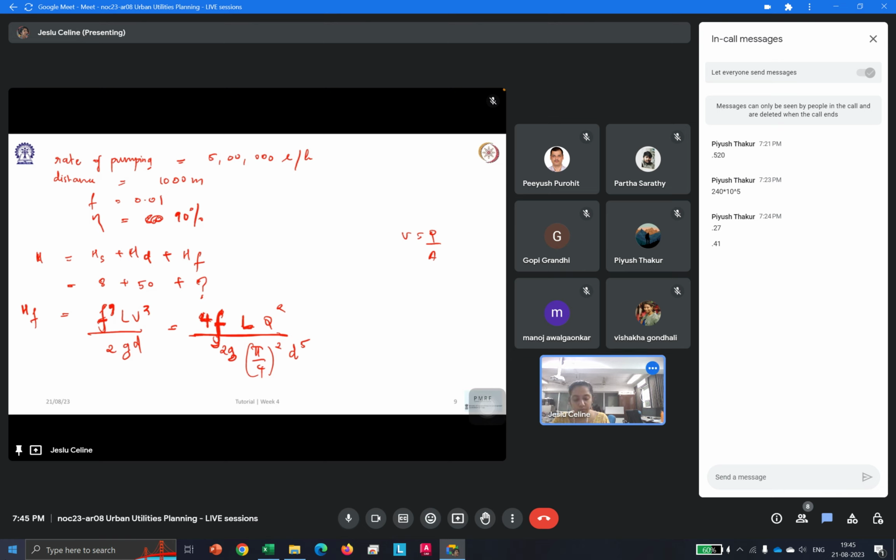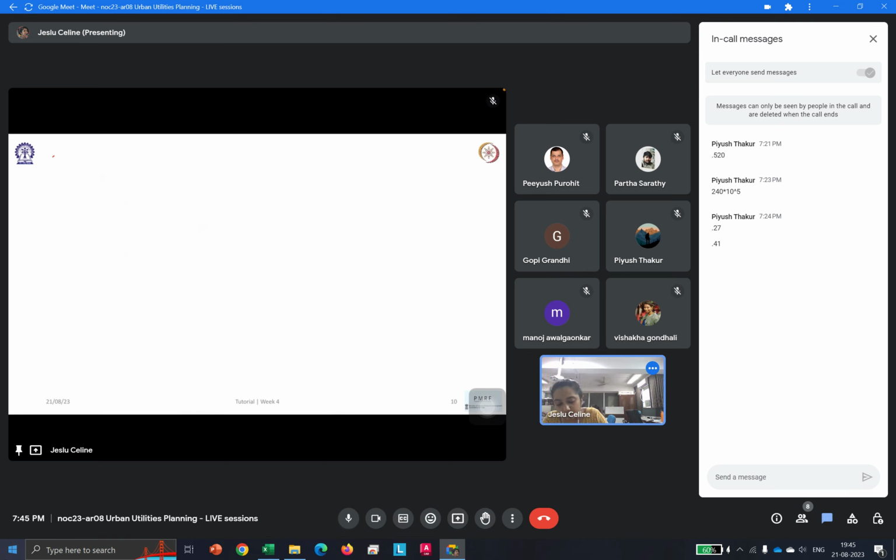Now what is important over here is this D is not given, so we do not know this D. Rest all the information we have. So let's first calculate D. In order to find D, we'll use Lacey's formula.